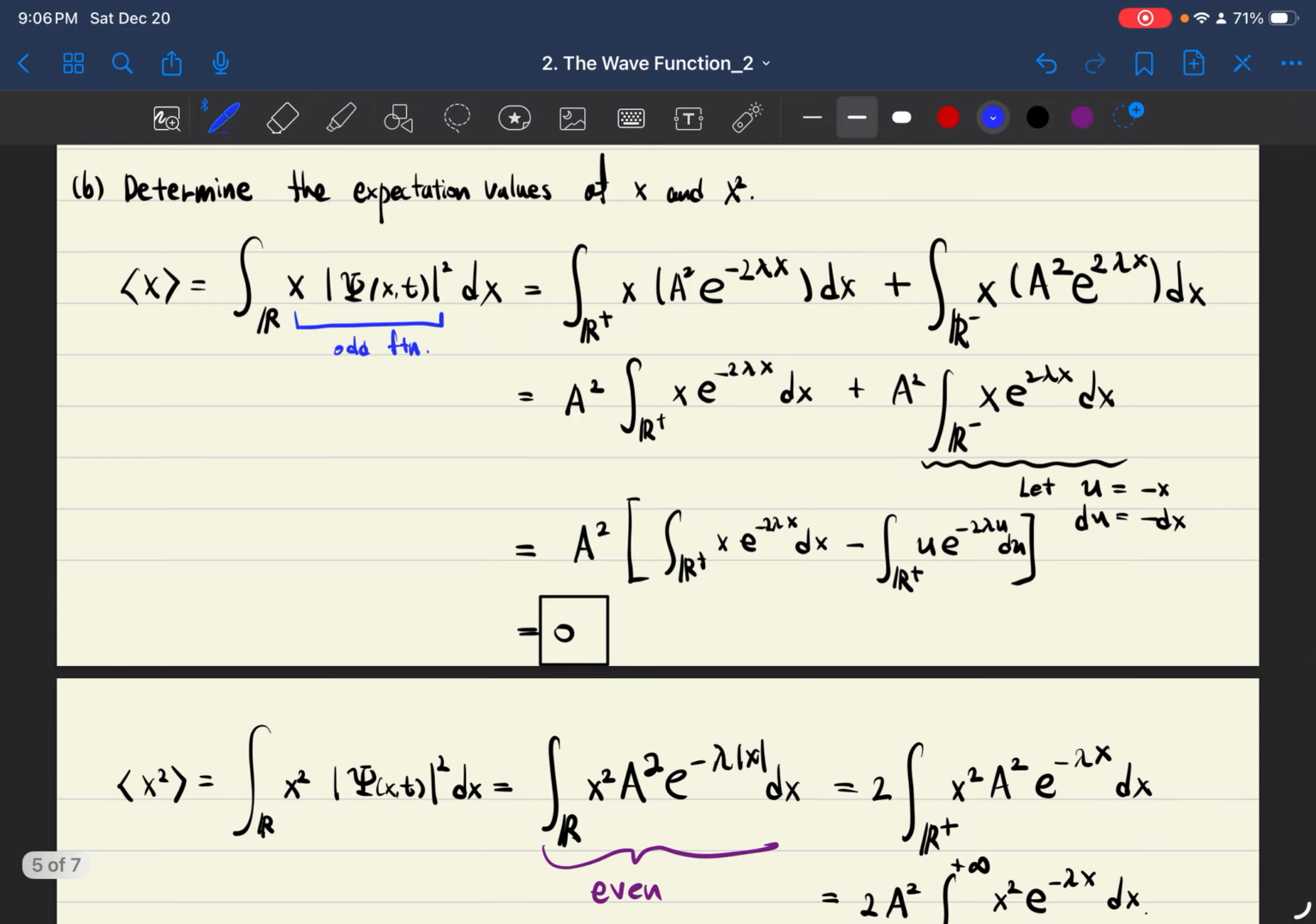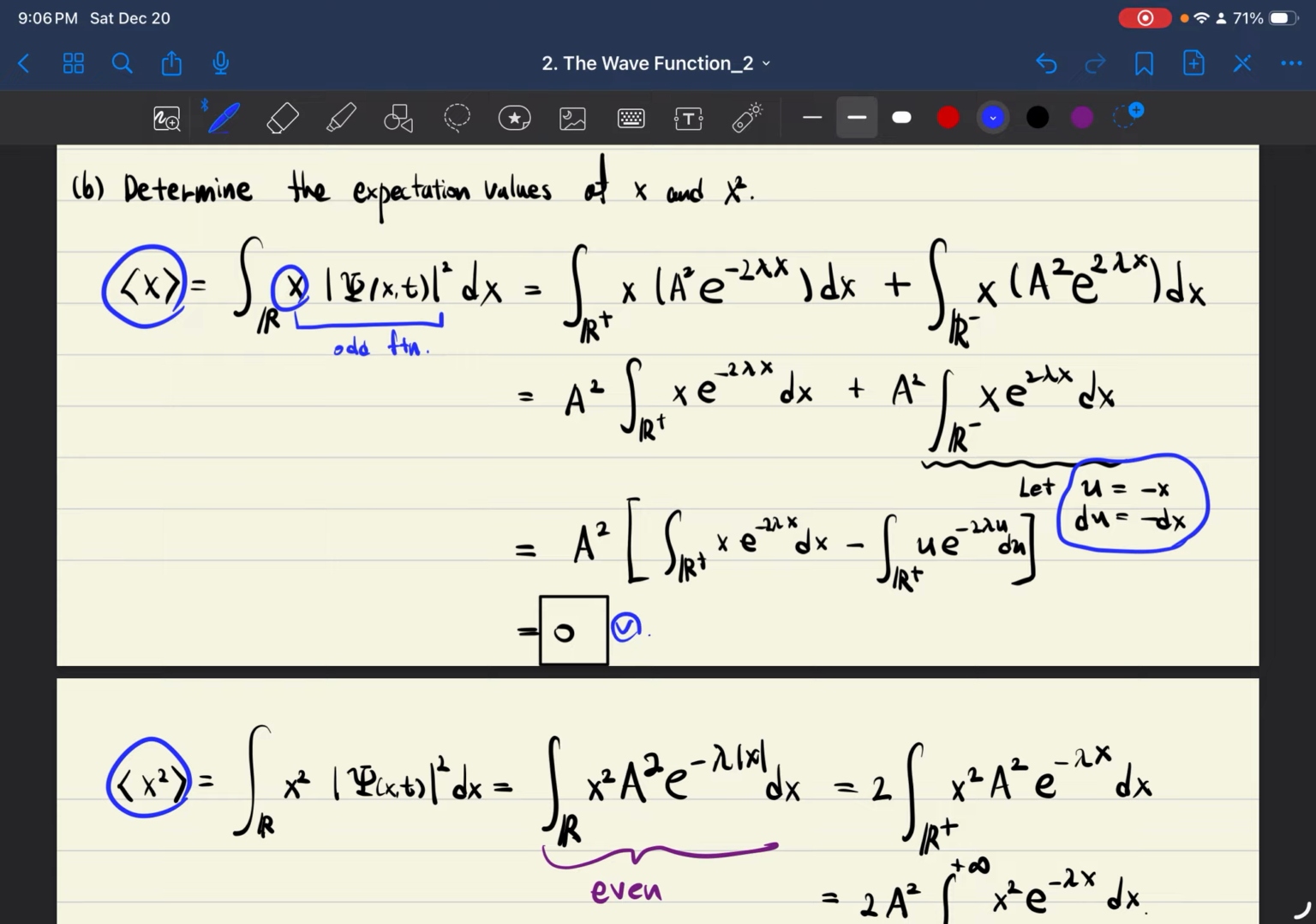B, determine the expectation values of x and x squared. Just use the definition. The expectation value of x is just this integral, x times the norm squared of psi(x,t), and you just use the definition of psi and calculate those terms. We also used this change of variable, and you got this 0.